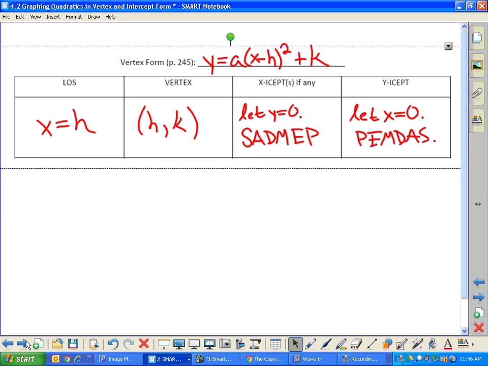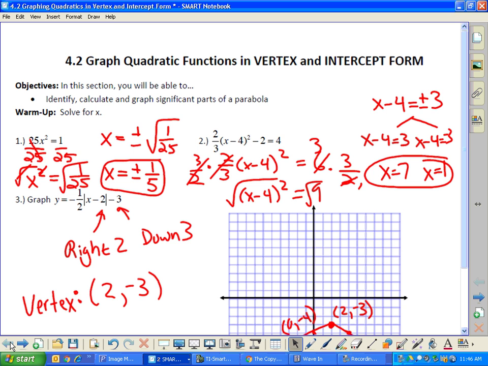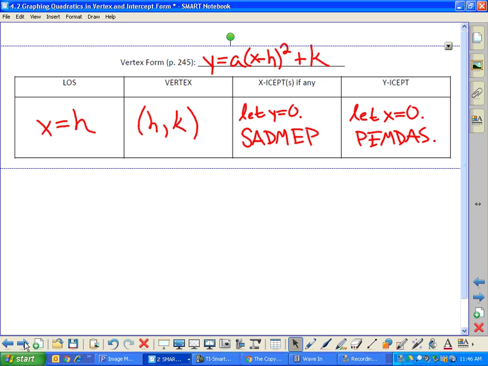To find your x-intercepts, again, you're going to let y equal 0, and then you're going to have to SADMEP. It's going to look a whole lot like number 2, where you had to solve by undoing. And then the y-intercept is different from yesterday. Yesterday, you just grabbed that c value and moved on with your day. Here, if I want to find the y-intercept, I can't grab the k value, because that's the y value from a vertex. So literally we have to let x equal 0 and then use PEMDAS to evaluate for y. So let's do this.